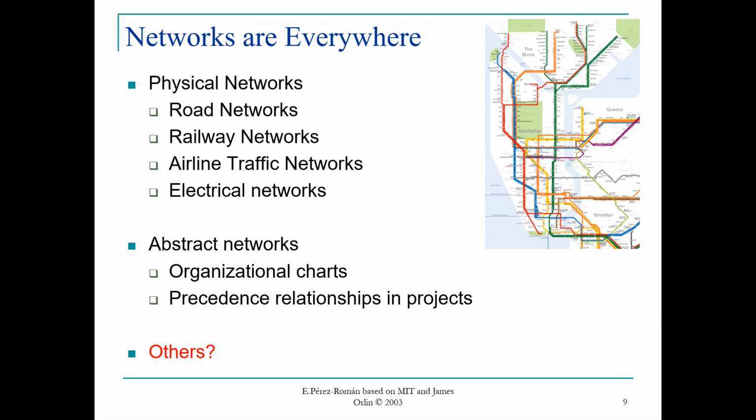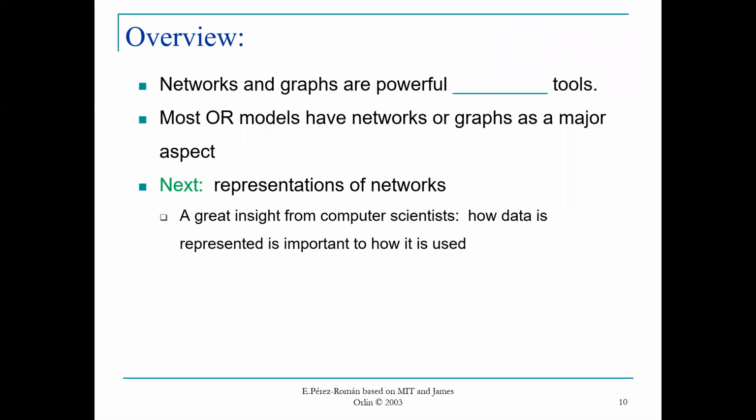We also have abstract networks such as organizational charts, precedent relationships in projects, and so on. Any other type of network? Well, now we have social networks, which are also a type of network, professional networks, and so on. So in terms of an overview, networks and graphs are powerful modeling tools. Most operations research models have networks or graphs as a major aspect.